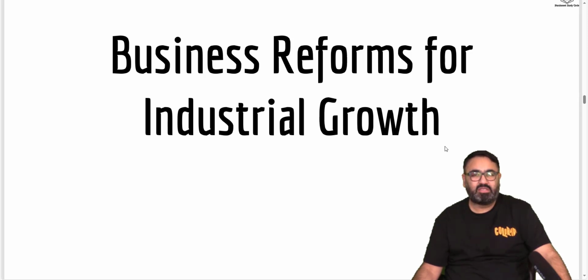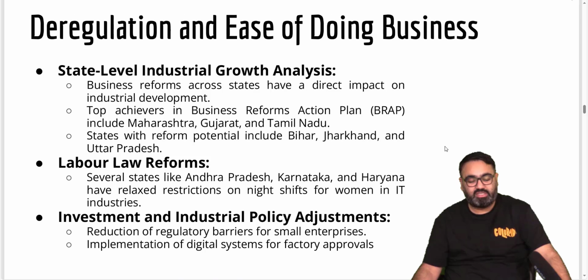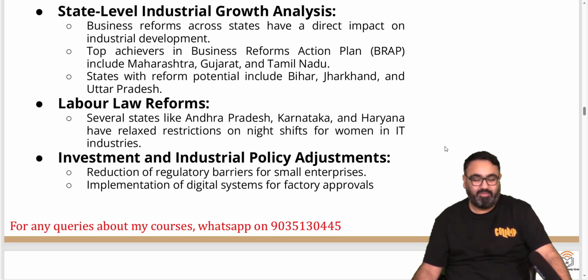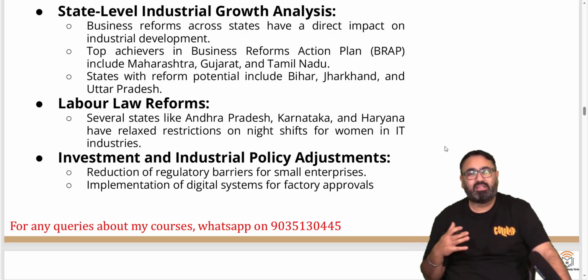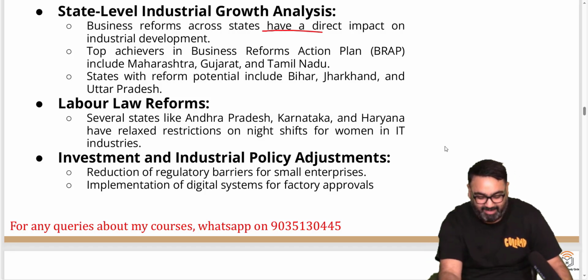Then there are certain business reforms that the government has been taking for industrial growth in India. The survey gives certain examples. For example, number one, the government is focusing on deregulation and ease of doing business. Means the government is taking a step back, making it easier to do business. There are certain states that are doing better than others. As per the economic survey, the business reforms across the states have been different.